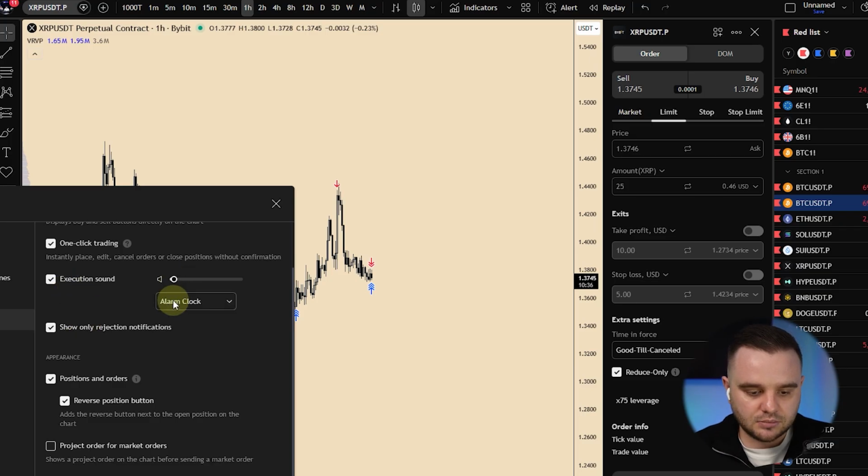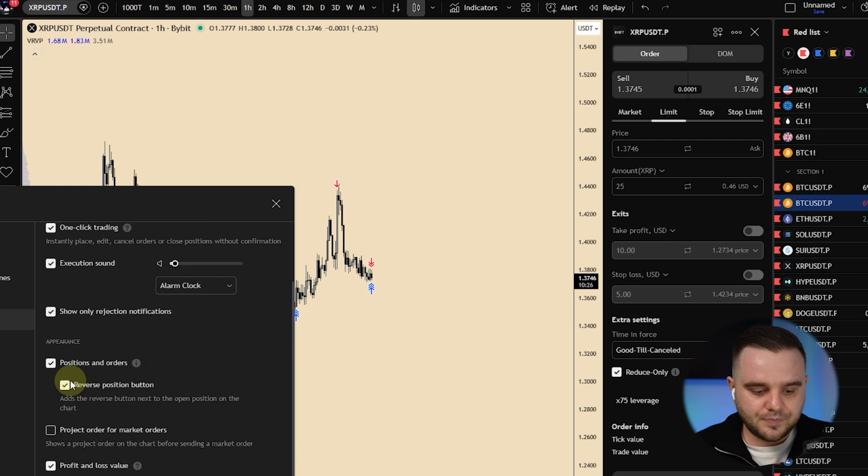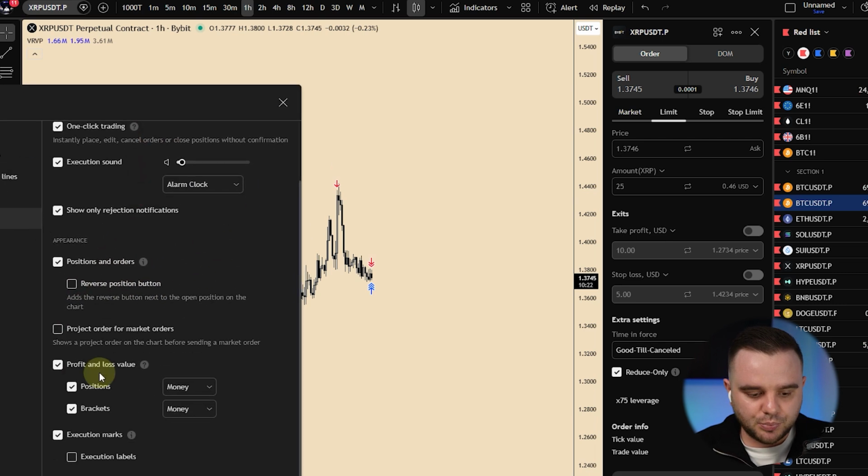Execution sound, I think you saw it many times. Position and orders. Reverse position button, I honestly don't like it. You can close it. Profit and loss value in money. For crypto, I prefer to use it in money. For indices, I would like to use it in ticks. Execution labels, as you can see, you can add it. I don't like it. Execution marks, also better to use it.